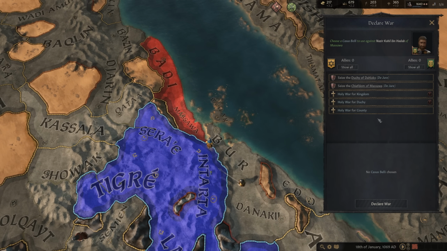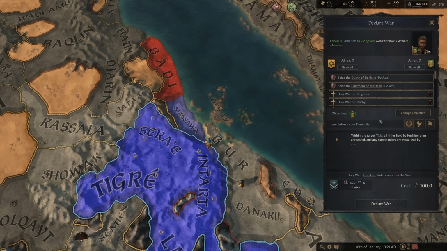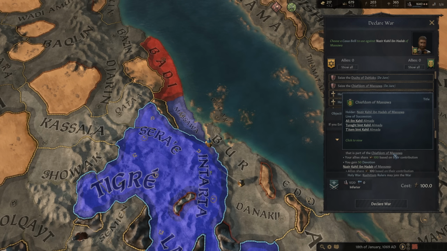So you have Holy War. Now, a Holy War is important because it's going to allow you to gobble up everything inside of it. Within the target title, all titles held by the Kushite rulers are seized, and any Coptic rulers are vassalized by you. So you will seize all territory within this realm, and it is part of the chiefdom of Masawa.